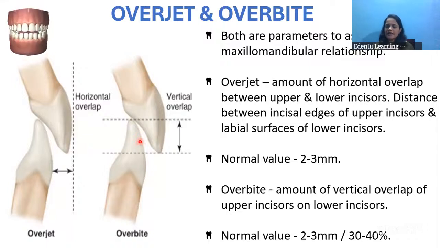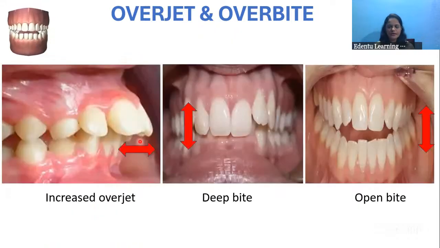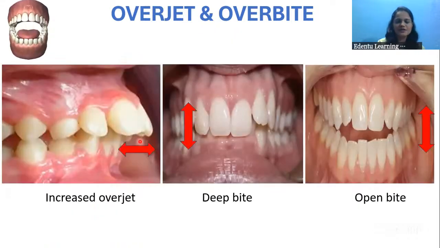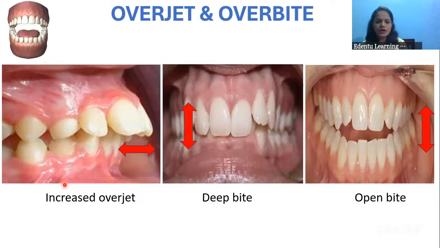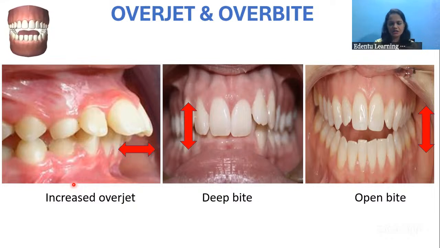We can tell this overbite in a percentage also, like 30 to 40 percentage of the lower incisors are covered by the upper incisors. So the normal value is again 30 to 40 percentage. Now what happens if there is increased overjet or increased overbite? That also you should write, because usually for short essay they expect that. At least you should know the names and the conditions where you can see the increased overjet and increased overbite.